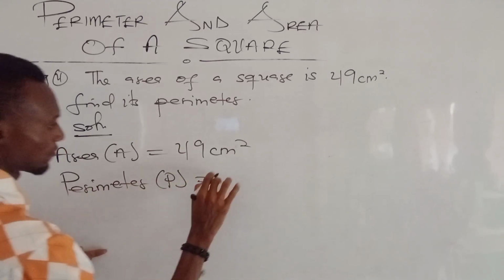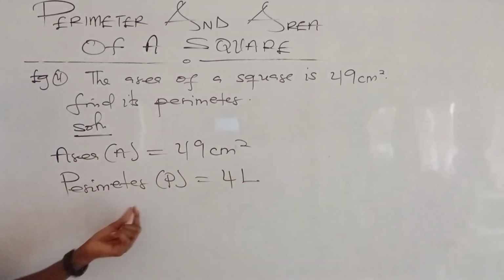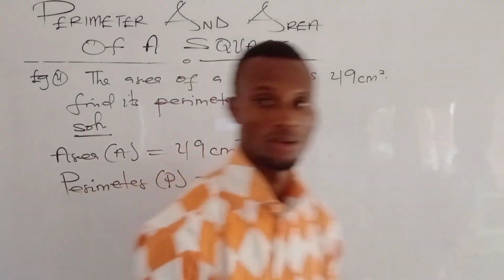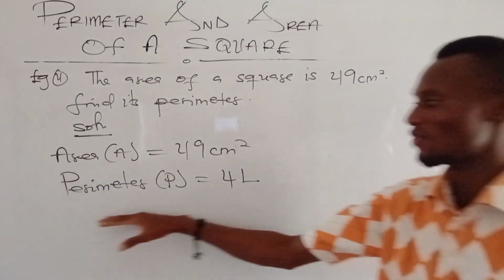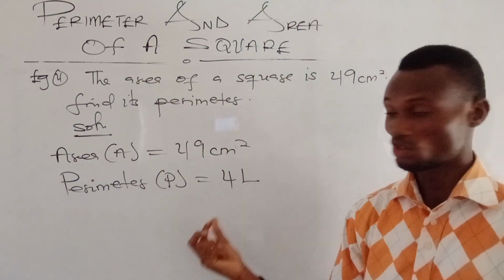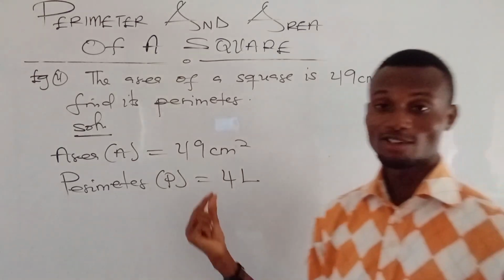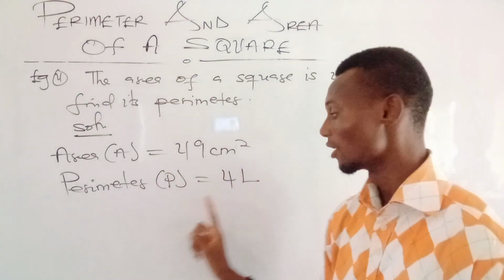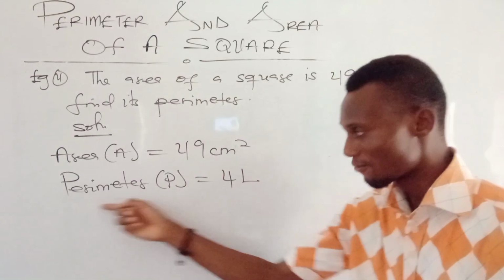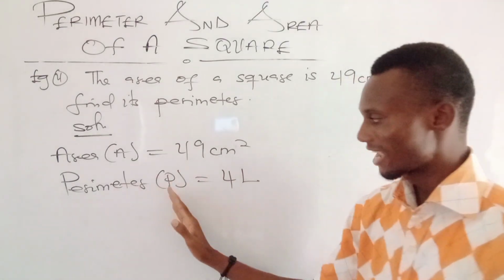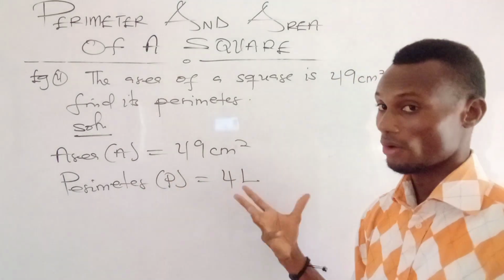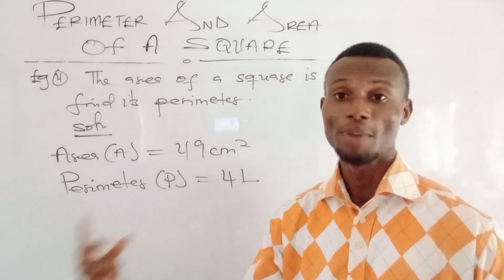The formula is 4L, so P equals 4L. So that's the formula for finding the perimeter of a square. So it means that for us to find the perimeter of a square, we need the length. From the formula that you've written, your perimeter equals 4L. That's the formula for finding the perimeter of a square.